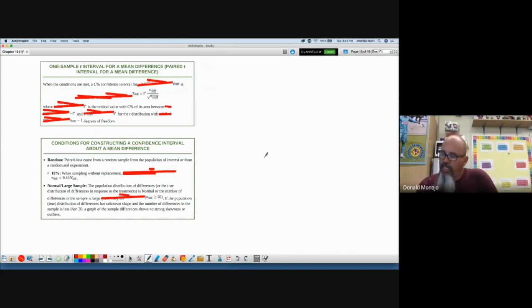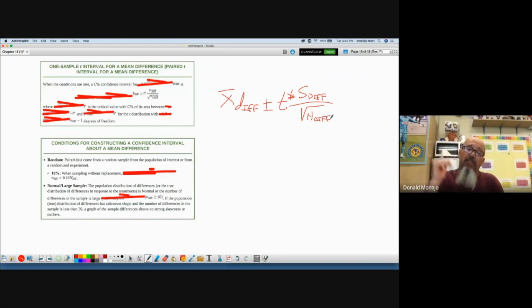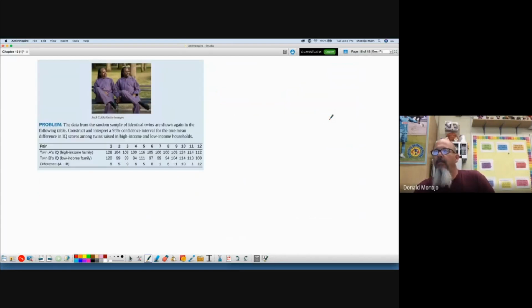Okay? So check this formula out for the confidence interval. x bar, which is the mean of the differences, plus or minus t star times the standard deviation of the differences over the square root of the sample size of the differences. Same exact formula that we used. But first, we have to subtract the two lists and use that new list to do all of our work. Other than that, it's identical to everything we did in one sample testing.